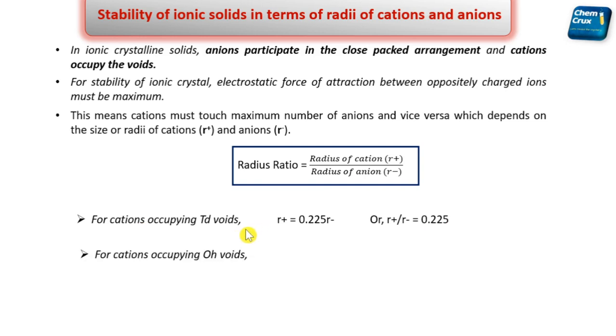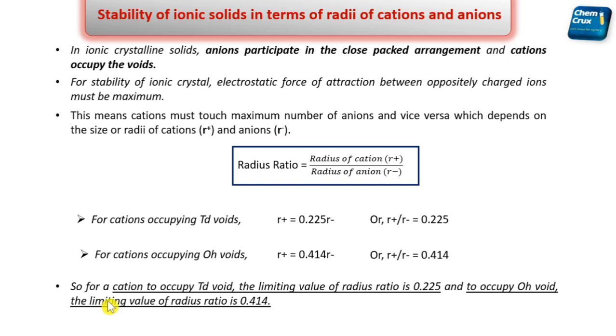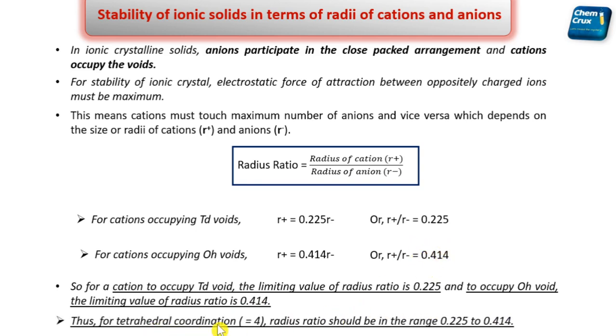Similarly, for cations occupying octahedral voids, we can write R plus is equal to 0.414 R minus, or R plus by R minus is equal to 0.414. So for a cation to occupy the tetrahedral void, the minimum value of radius ratio must be 0.225, and for a cation to occupy the octahedral void, the limiting value of radius ratio must be 0.414. So we can say that for tetrahedral coordination, which is equal to 4, the radius ratio value must lie in the range 0.225 to 0.414, right?